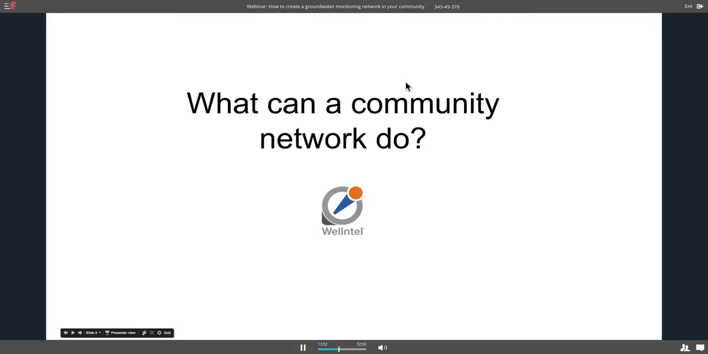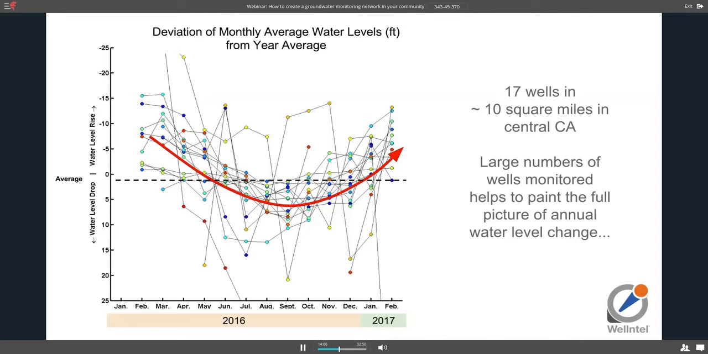Now, what can a community network do specifically? This is an array of instruments that are deployed and are gathering groundwater level from all sorts of different locations within a region. Let us show you some of the data that is being gathered in one such community network, and I'll have Joe specifically speak to these next three charts. Thanks, Nick. So this is a whole batch of data, and it looks really nice and messy.